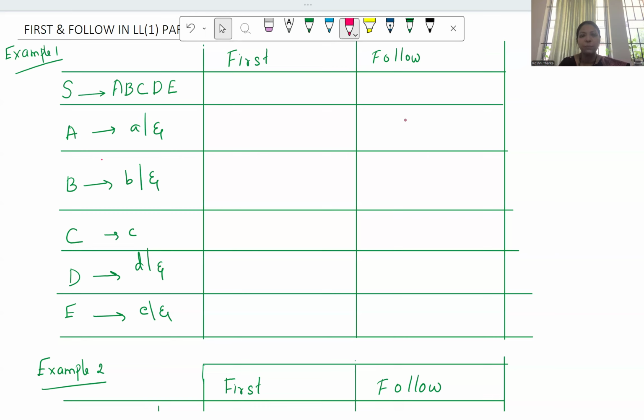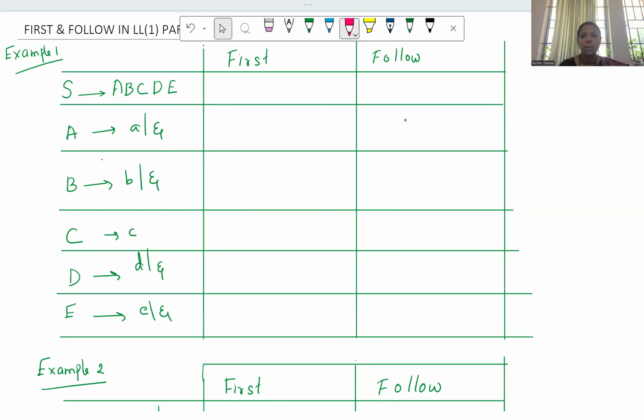Top-down parsing has an algorithm, the LL(1) parser. If you want to use this algorithm, before parsing, we have to find the two functions, First and Follow. So in this video, we are going to see how to find the First and Follow functions. For that, I have taken 4 examples so that when I solve different examples, you will be very clear about how to find the First and Follow functions used in LL(1) parsing.